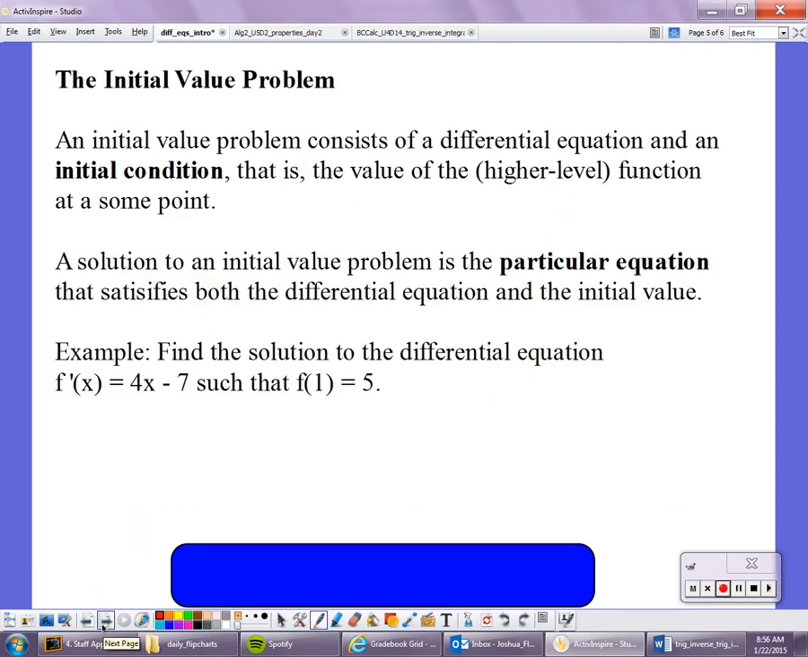The second kind of problem we're going to look at is called an initial value problem. An initial value problem consists of a differential equation and an initial condition or initial value.